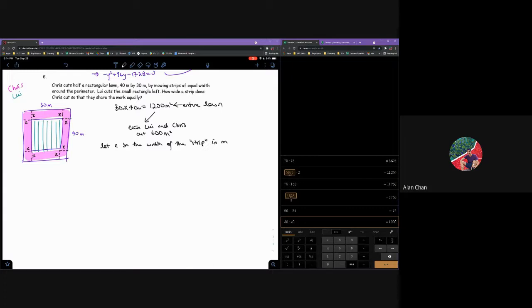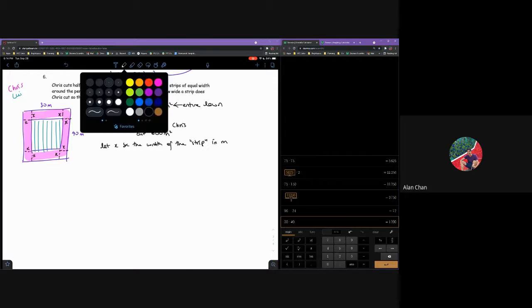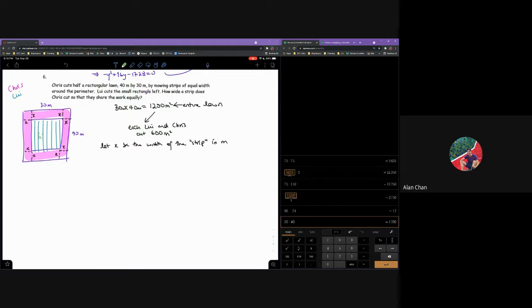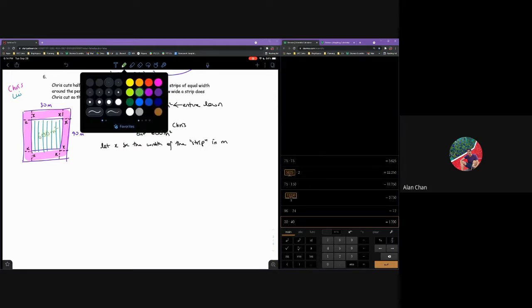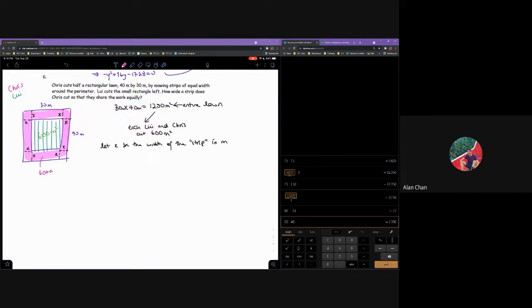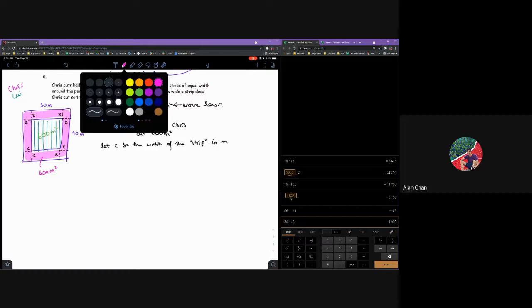So the first thing we need to consider is how much land is in the middle. This is a total of 600 meters squared, right? And that pink area on the outside is also 600 meters squared. So let's create some equations to see what we can do. So first of all, Louis' plot of land, which is in the middle, what are the dimensions of it? Well, we don't really know, right? But we have it in terms of variables.